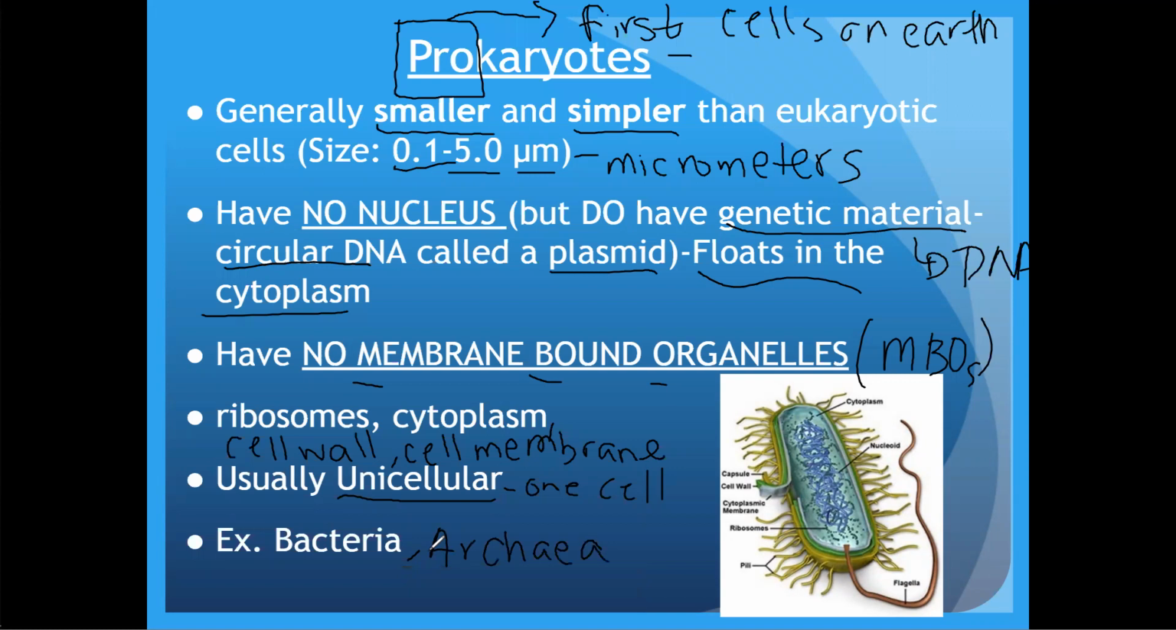So recap, prokaryotes were the first cells, or theorized to be the first cells on Earth. Pro means first. So since they were first, they were probably generally smaller and simpler. They didn't need a whole lot to survive. They had no nucleus. The way I like to remember this is that pro equals no. So pro, no nucleus. Okay? And since they're small and simple, they only had 4 major things they needed: ribosomes, cytoplasm, cell walls, and cell membranes. They're typically unicellular, and bacteria and archaea are examples.